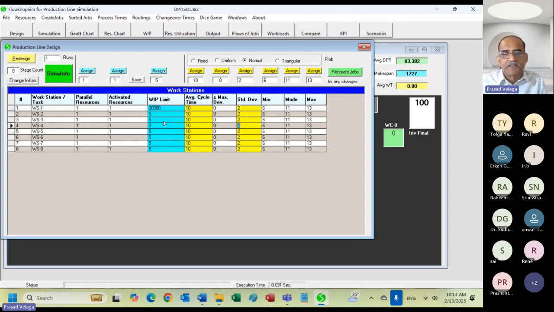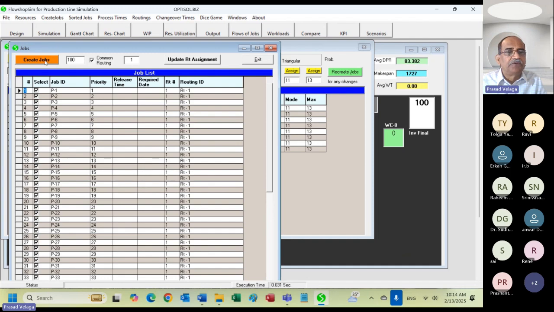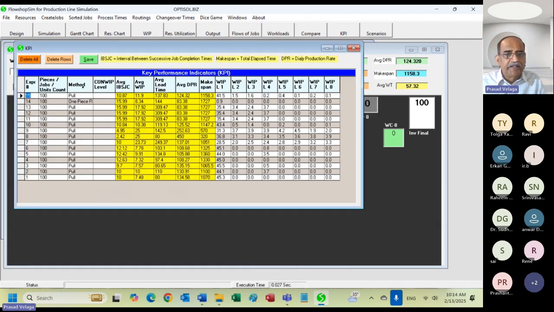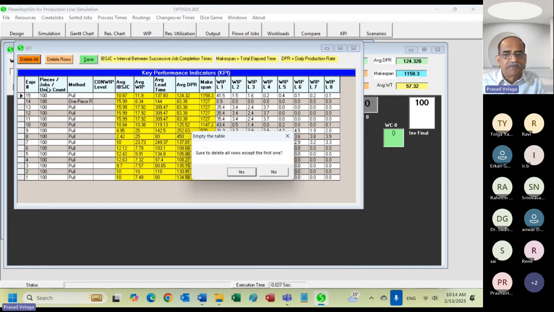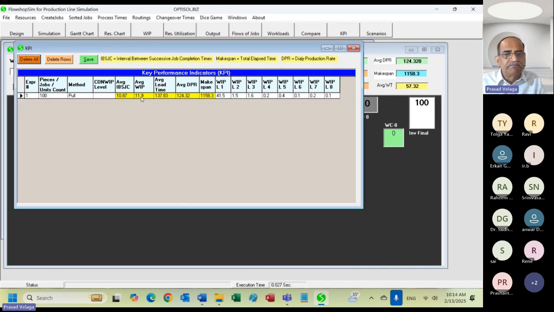So for the first combination, WIP limit 2 and standard deviation 1. Let me run it now. I'm simulating. Let me remove all of them. So this is the one. The four scenarios. This is the first scenario where the WIP limit is 5 and the standard deviation is 2.